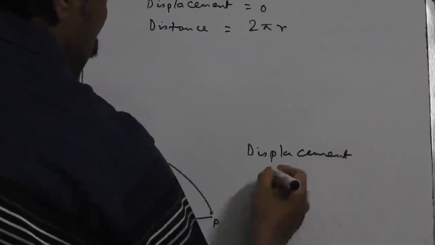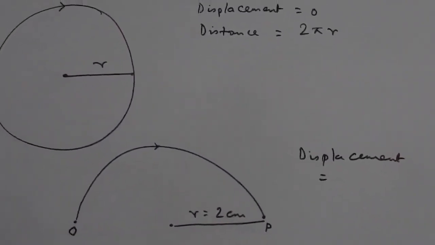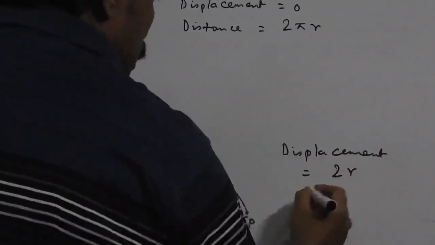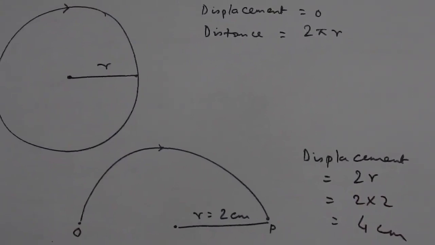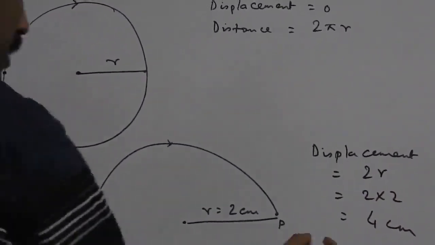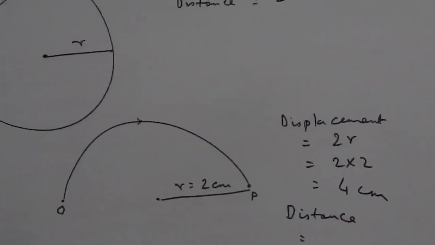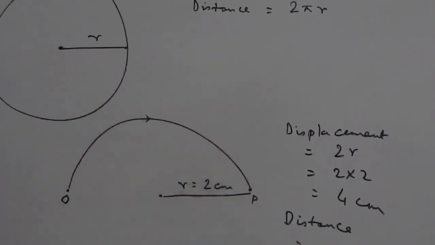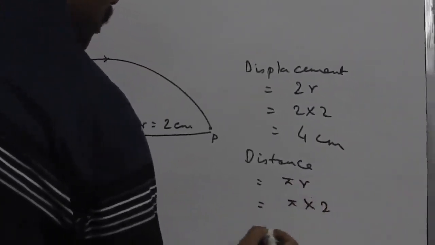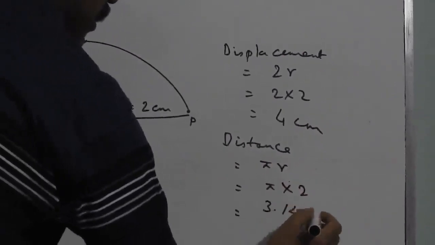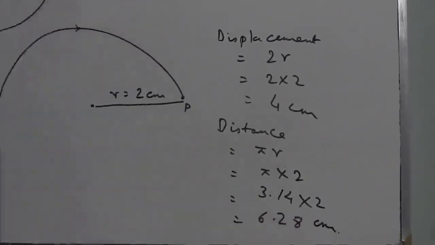So the displacement is obviously the shortest distance between the initial and the final position, and the shortest distance will be equal to this line segment OP, and that will be equal to twice the radius. That is 2 into 2, that is 4 cm. That means the diameter of this semicircular path, and it is the shortest distance. The straight line distance is always shortest distance, and the distance is equal to the actual length of the path. We know that the circumference of a circle is 2 pi r, so the circumference of a semicircle will be pi into r. So this will be pi into 2. You can take pi as 3.14. So that is approximately 6.28 centimeter.